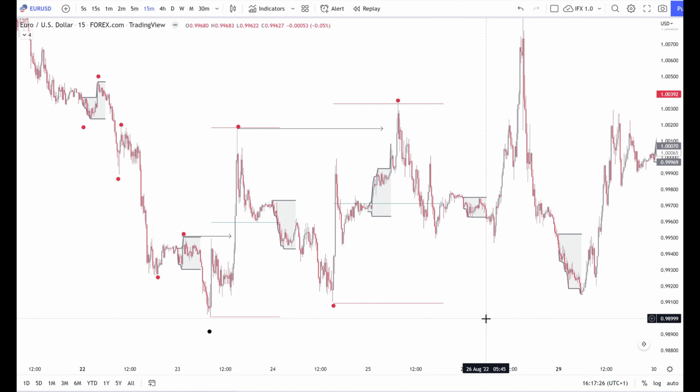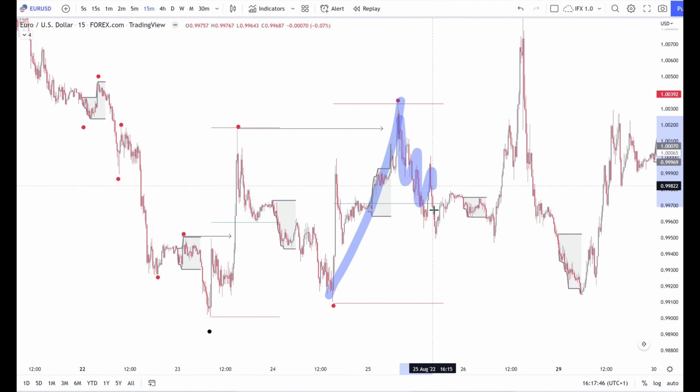Now, the last thing I want to speak about is that we can identify the exact same way that we would identify a swing pullback, or look for the exact same things when looking at an internal pullback. So if you look here, what do we have? We have an impulse and we have a corrective pullback.